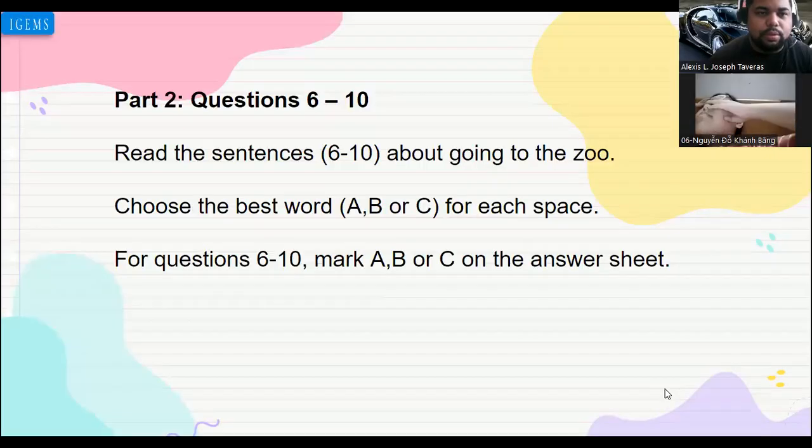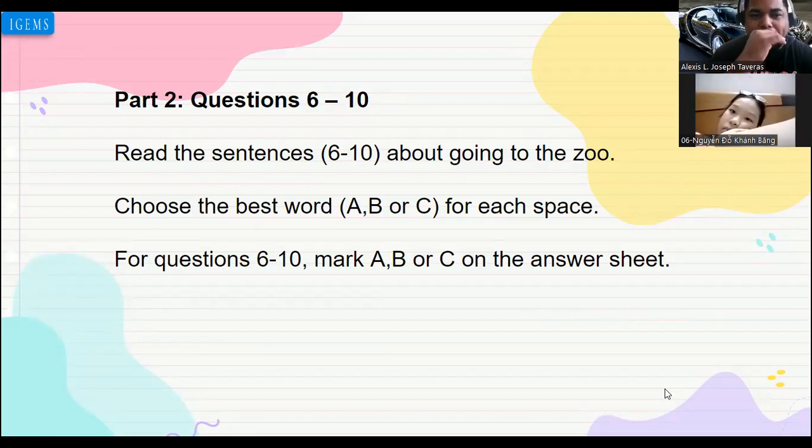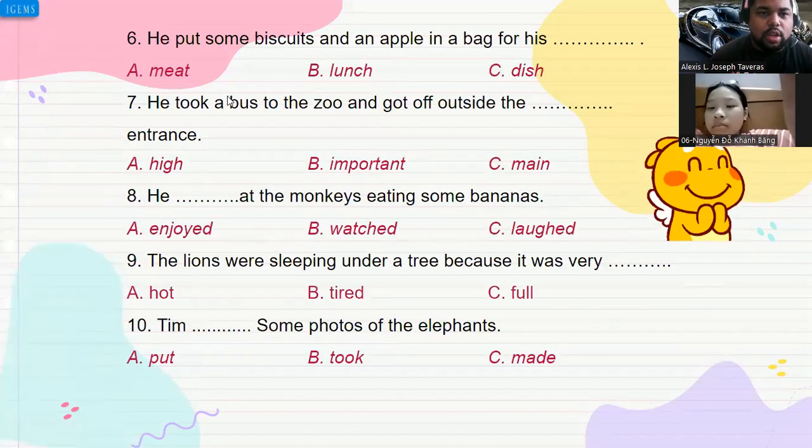Exercise number 2. Okay, we have questions from 6 to 10. I want you to read the sentences about going to the zoo. Choose the best word from A, B, C for each space. For questions 6 to 10, mark A, B, C on the answer sheet. We don't have the answer sheet, but we're just going to proceed with that.